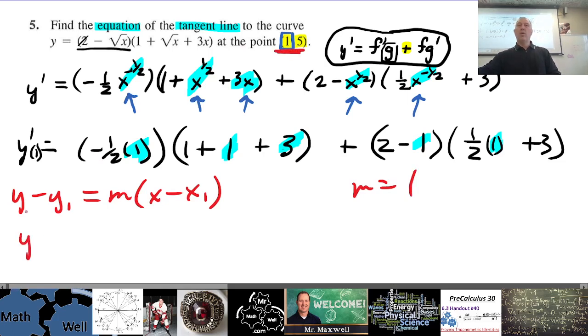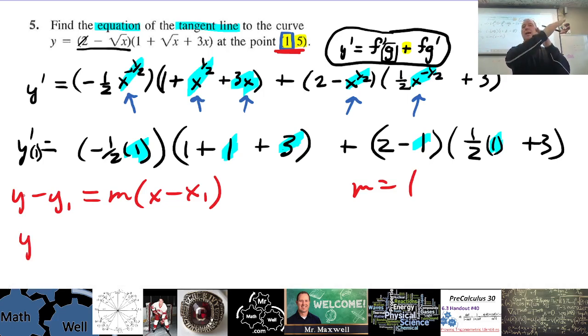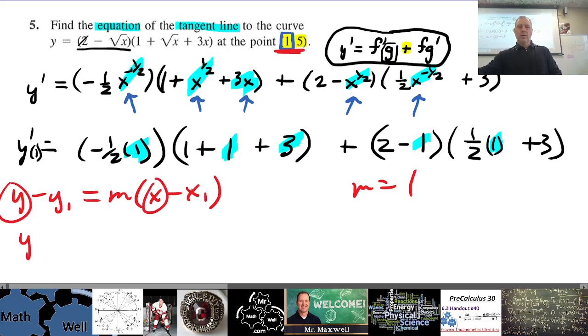So y, I keep y by itself, because in an equation for an oblique line, that's a slanted line, we have to have x and a y in the equation. If it's vertical, that's just x in that equation. If it's horizontal, that's just y. But we'll leave the y there, and we'll leave the x there, and then we'll plug in our point values in here and here. So y minus the y value of this point, which is 5, equals m, which is 1, times x, we'll leave as x, and x1 we'll put the x value of the point, so it looks like that.